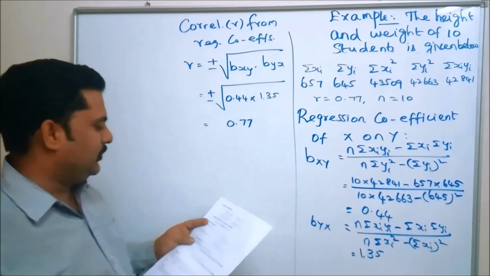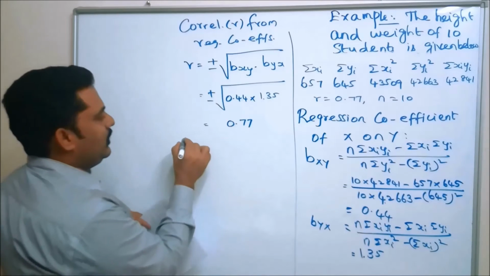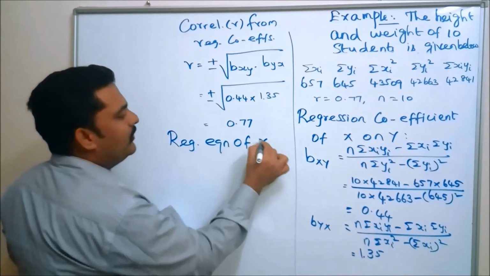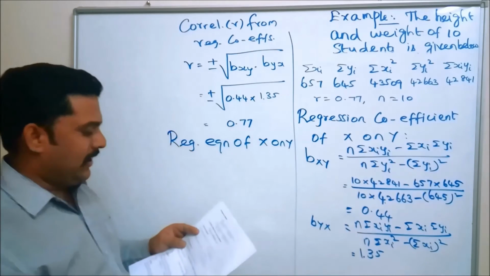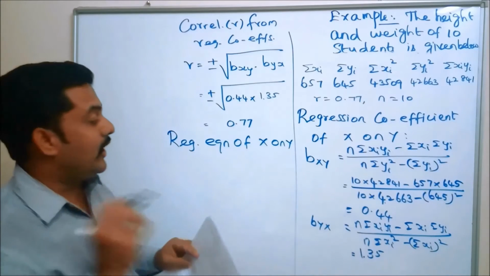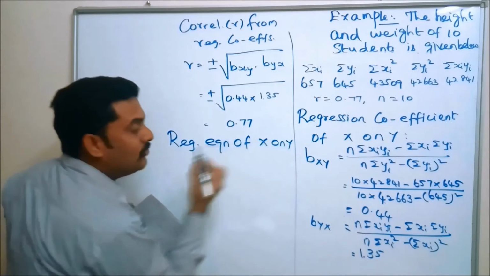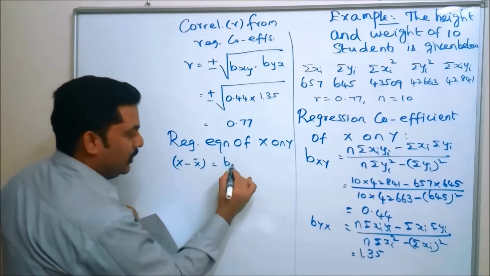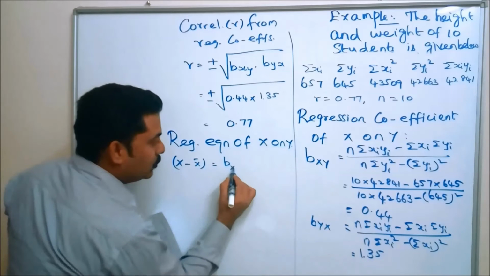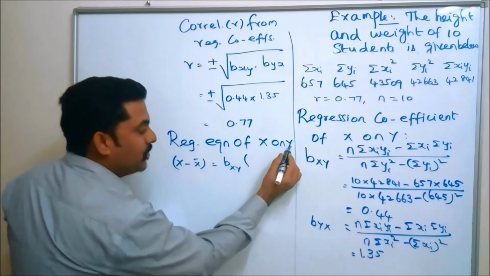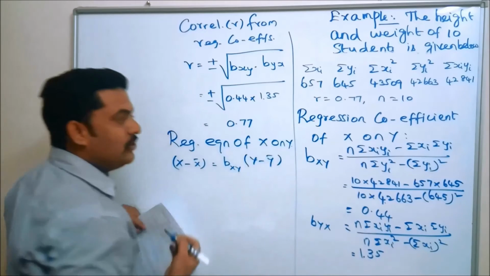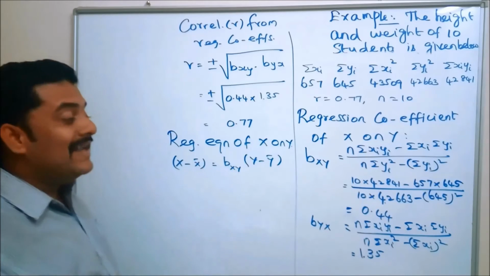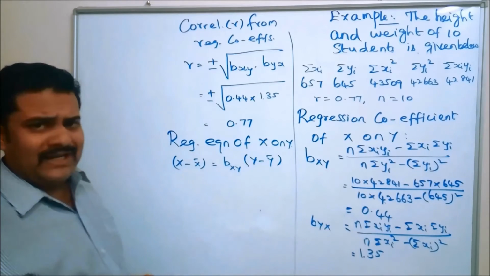This is the correlation coefficient, and now it is to find the regression equation of x on y. The regression equation of x on y: x minus x bar is equal to bxy into y minus y bar, where x bar and y bar are the averages of x and y separately.